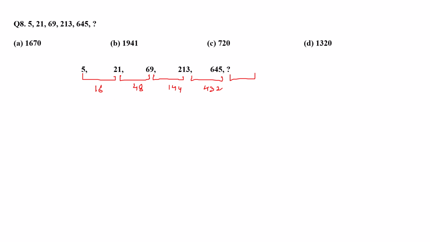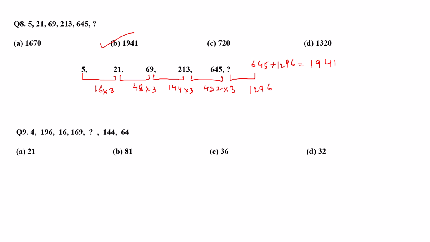If I do 16 into 3, I am getting 48. And if I see 48 into 3 also gives me 144. 144 into 3 gives me 432. So 432 into 3 will give me 1296, isn't it? It means in 645, I have to add 1296 to get the next number. And if I add it, I am getting 1941. So B is the correct option.